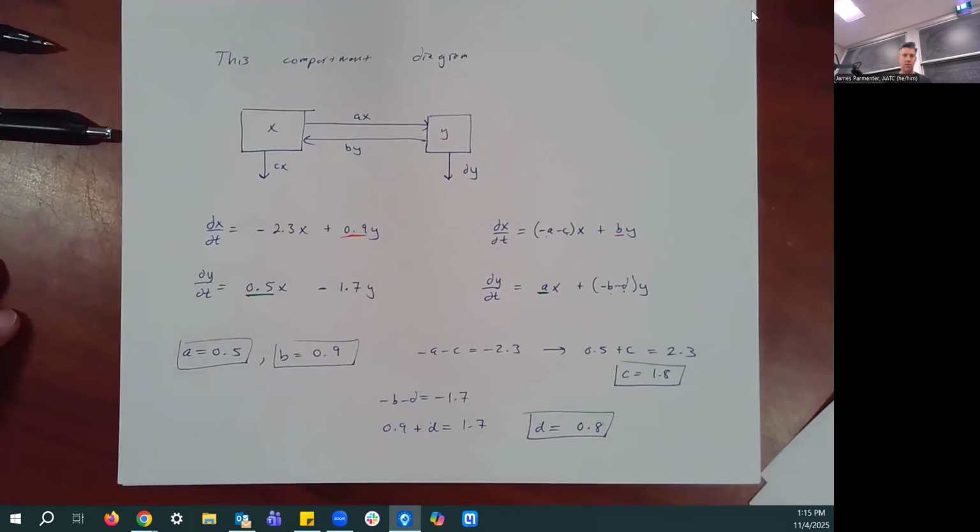Yeah, we can fit this in. Okay. I just need to find the thing I'm looking for.